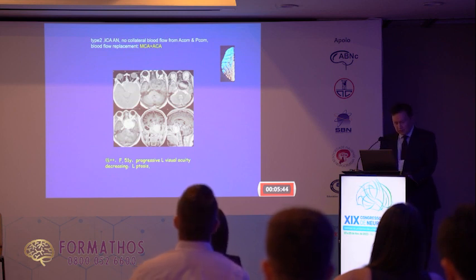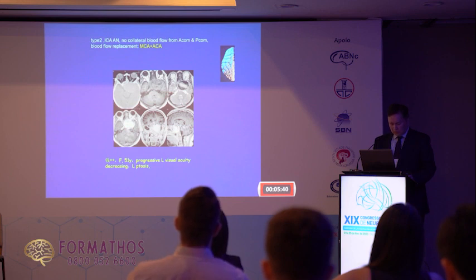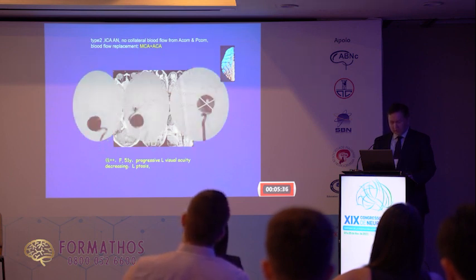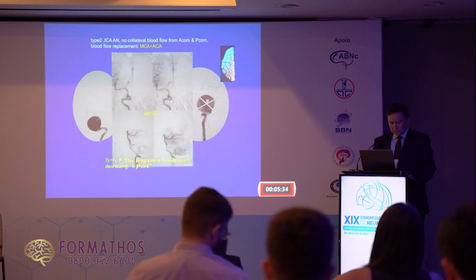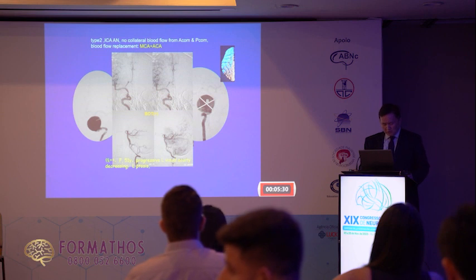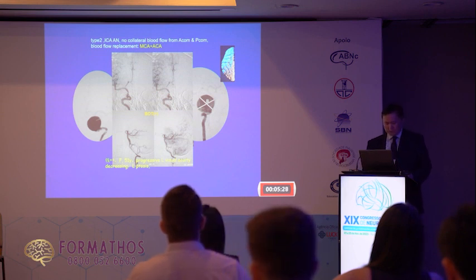So this is a type 1, type 2 ICA aneurysm. You can see no collateral flow from ACOM and PCOM. This vessel is very tortuous, so it's also impossible to put the flow diverter into it.